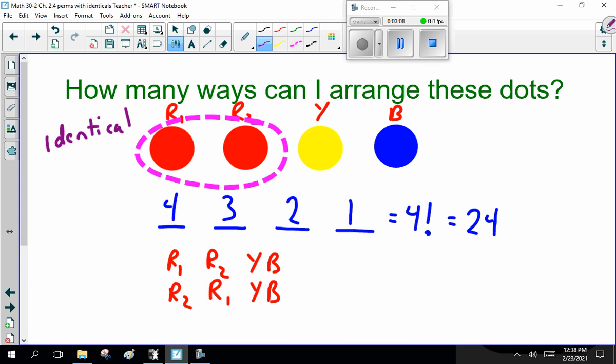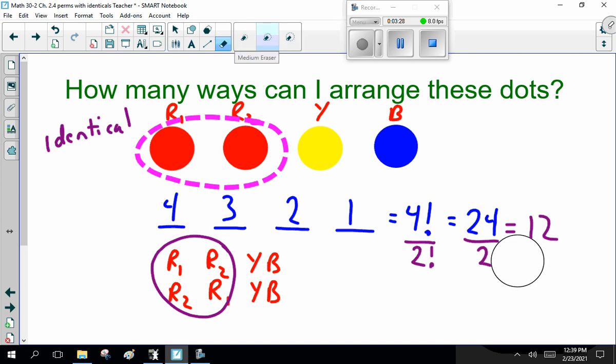that means I have half as many options. R2 and R1 is the same as R1 and R2. So I have to divide by 2. Now, technically, and I'll prove that later, it's 2 factorial. So I only have 12 options here. So that's the problem when you have identical options. You've got to divide by that number.